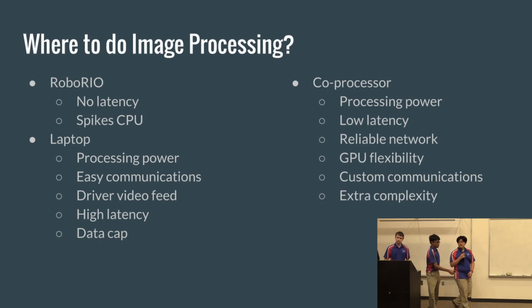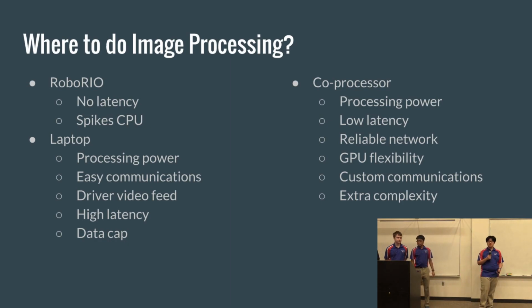So where do we actually do the image processing? I know Rishabh just mentioned how we could do it on the RoboRio, laptop, and coprocessor, and this is the slide to talk about it. The first and most obvious one is, why don't you just run the image processing on the RoboRio itself? That's the thing that runs all the robot code, so put the image processing code on that too. And there are some benefits to this. The first and most obvious one is there's absolutely no latency. It's all in one process between the robot code and the image processing code.